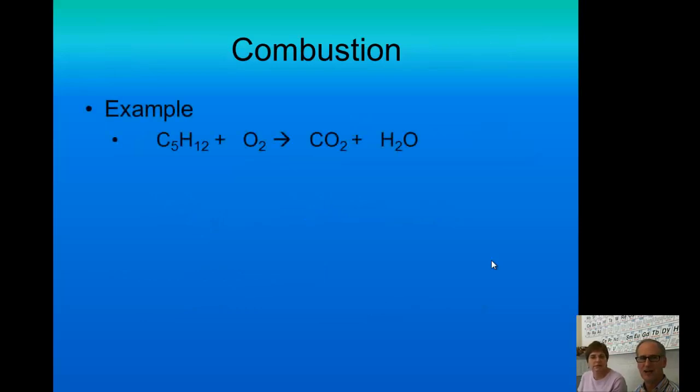So here's an example. And if we wanted to balance it, it would look like this. Sometimes they have very large coefficients. Don't let that scare you.